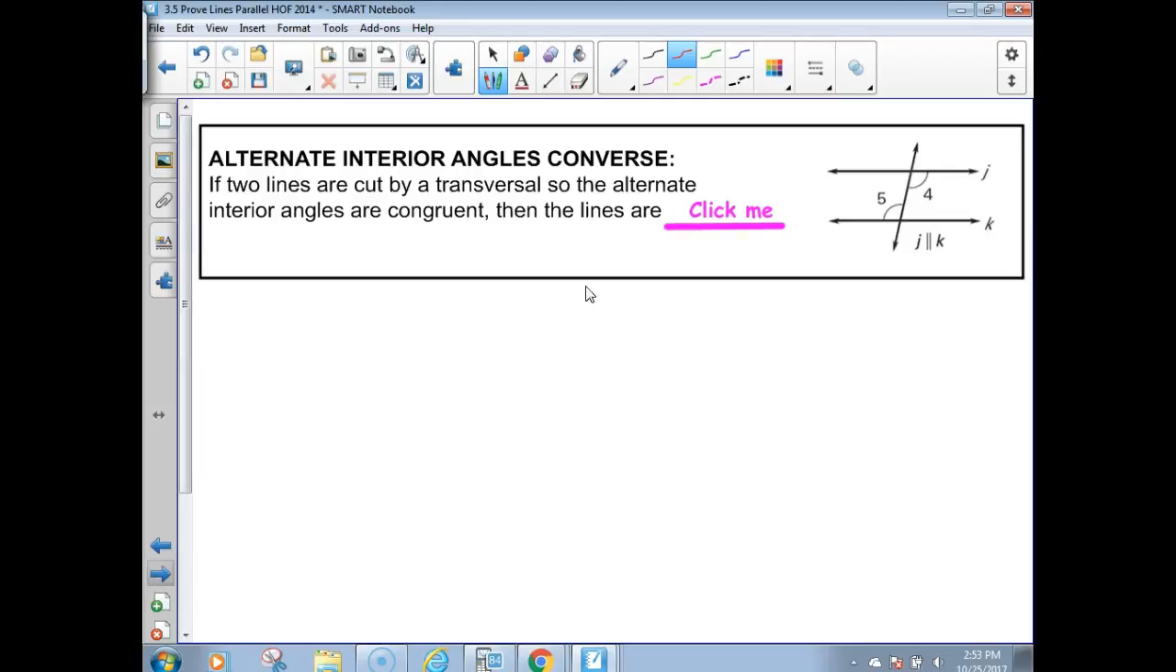There's another one, the alternate interior angles converse, and that says that if you have alternate interior angles that are congruent, then that would imply the lines J and K here are parallel. So we would say, abbreviation: alternate interior angles congruent implies parallel lines.